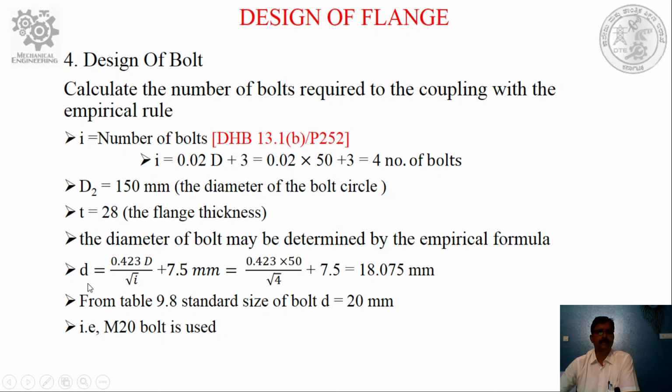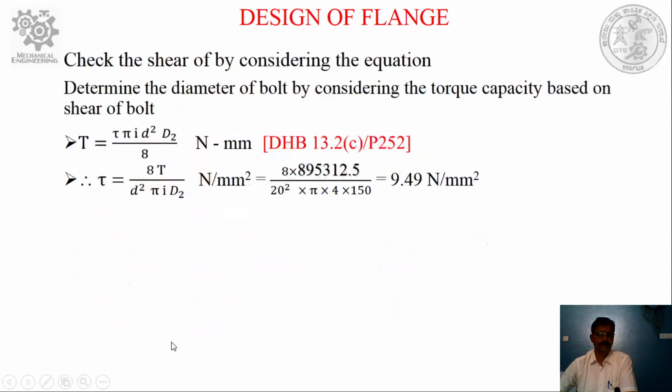Now the empirical rule is d is equal to 0.423 D divided by square root of I, that is the number of bolts, plus 7.5 millimeter. After substituting D and the number of bolts, we have got 18.05075 millimeter. From table 9.8 in the design data handbook, the standard size of the bolt is equal to 20 millimeter, that is an M20 bolt is used. Check the shear of the bolt by considering the equation.